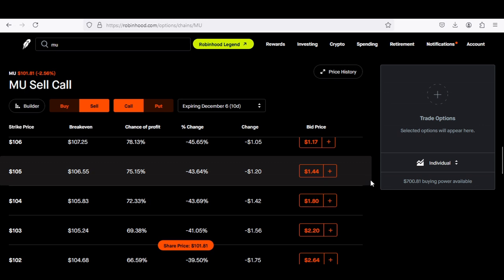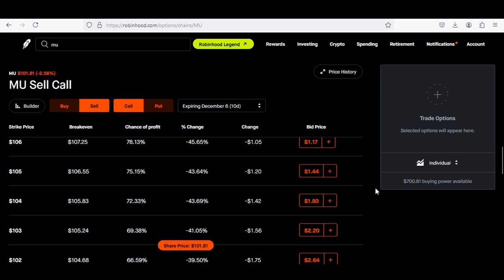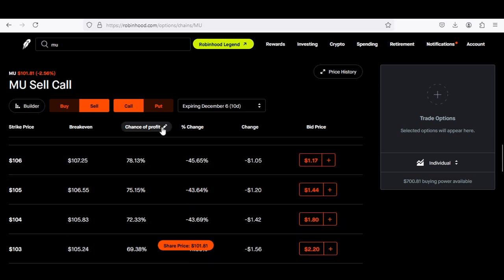Now, another factor that can be used in order for you to choose your strike price is your chance of profitability, which I like to use, or most traders like to use, what's called a delta.